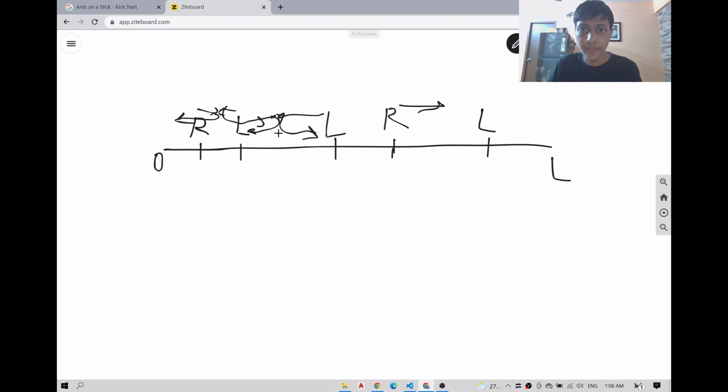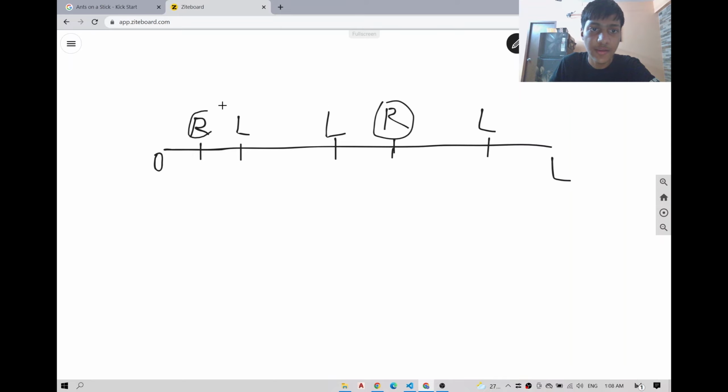So what can we observe here? Initially there were two ants that were moving right, and there were three ants that were moving left. And finally, there are two ants that fall from the right of the stick and three ants that fall from the left of the stick.